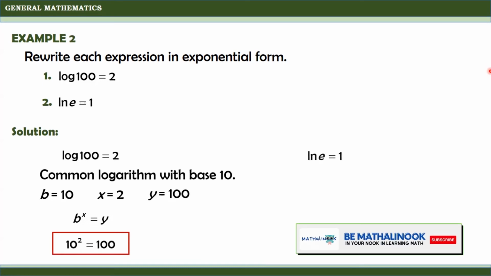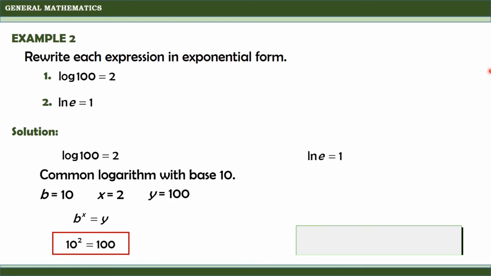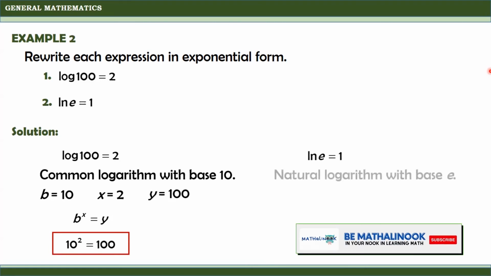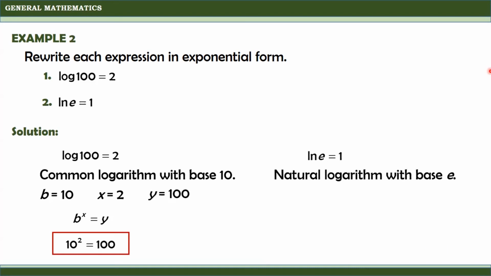On the second given, ln of e equals 1, notice that since we have ln here, it means that the given is a natural logarithm with base e. Therefore, it only follows that our base is equal to the natural number e. Going back to the given, we also have x equals 1 and y equals e. Therefore, if we substitute b, x, and y to the exponential form b raised to x equals y, we will have e raised to 1 is equal to e.